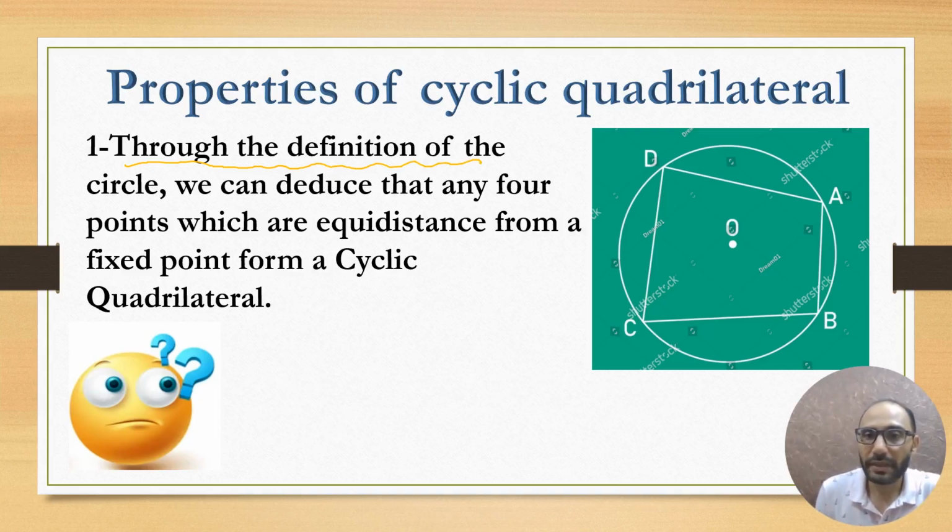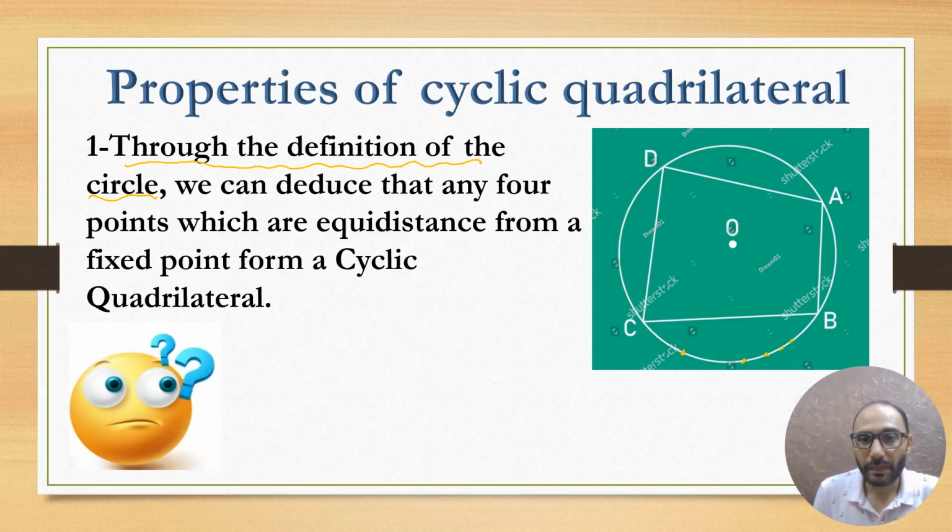A circle is a closed curved line whose points, you know that any line in mathematics is formed from a very big number of points, even a straight line or curved line, it's formed from an infinite number of points. So a circle is a closed curved line formed from a very big number of points. These points are equidistant, at equal distance, from a fixed point, which is the center of the circle. So this is the definition of the circle. And through this definition of the circle, we can deduce one of the properties of the cyclic quadrilateral. What is this?